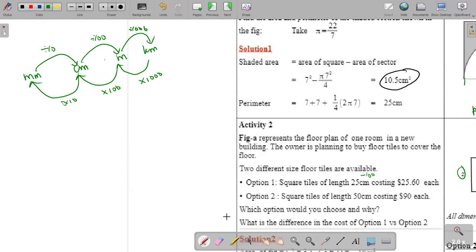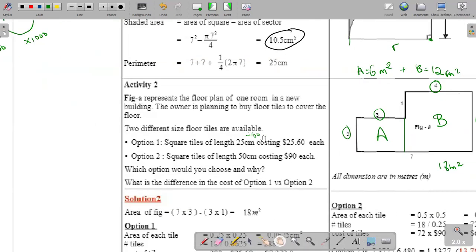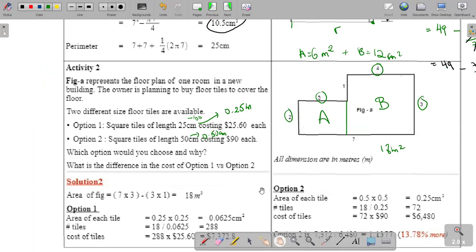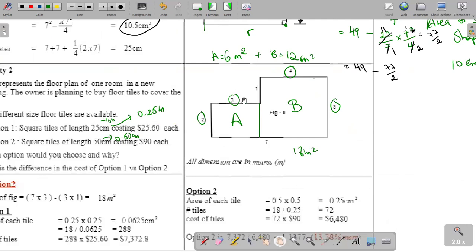Right? So basically, that means 25 centimeters divided by 100. That would now become 0.25 meters. And then what is this? What does this become? 50 centimeters would therefore become 0.50 meters. Everybody with me?